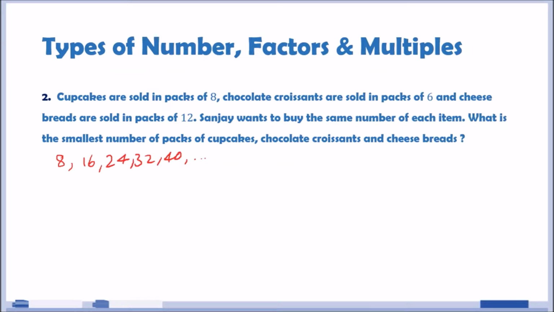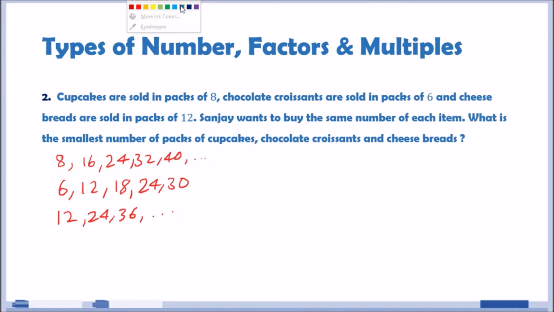Now let's look at the next one. 6 goes up again in the 6 times table. So 6, 12, 18, 24, 30. So here until it lines up. So here we got 24 that lines up. And the next one, cheese breads. 12, 24, 36, and so on. And the whole point of this objective is to literally see where it lines up. So choosing another nice color, well actually it's the same color, we can see instantly that the smallest number of packs you can buy for each one that are the same would be 24 packs each.